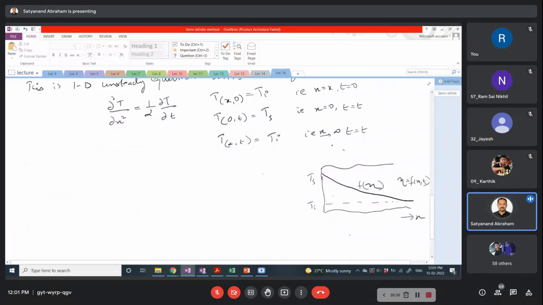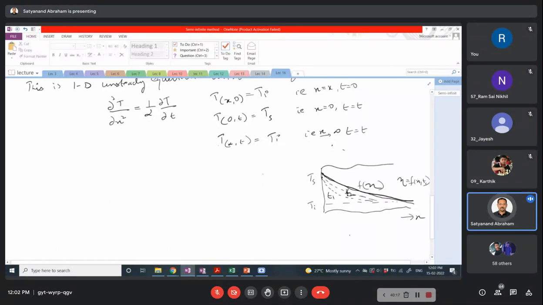Suppose you want to find the temperature variation for t1. You know the profile for this curve, but eta, as we said, is a function of x and time. So into this particular curve, if you put your t1, you can derive this particular variation at t equal to t1. And if you put in t2, then you will get the variation at t2.